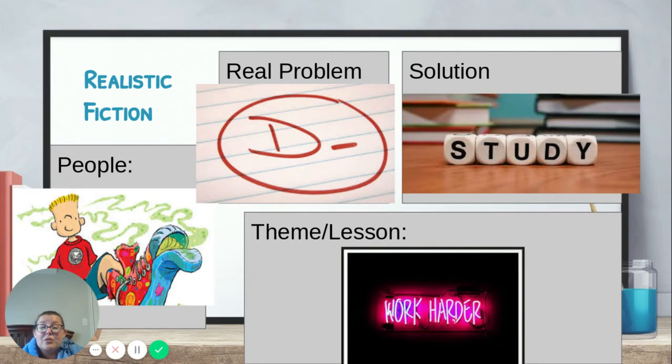And lastly, usually the character learns a really valuable lesson that the reader also might learn. So in this case, let's say Stink's getting bad grades, that's his problem. He solves it by studying more. And the theme is you've got to work harder to get the things you want. So those are just some examples of the things that realistic fiction has.